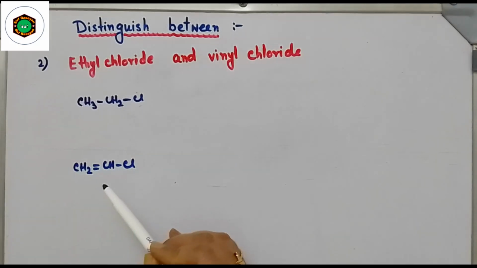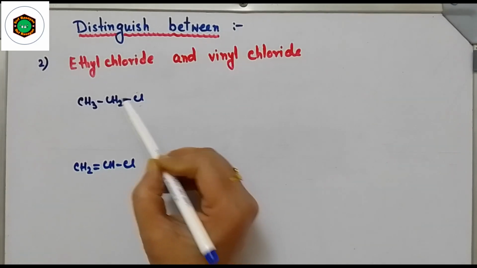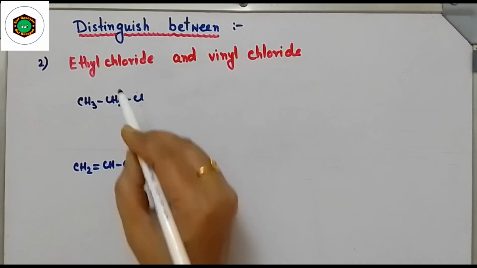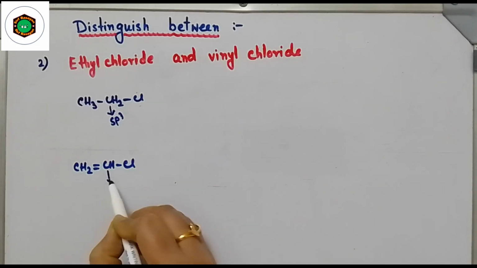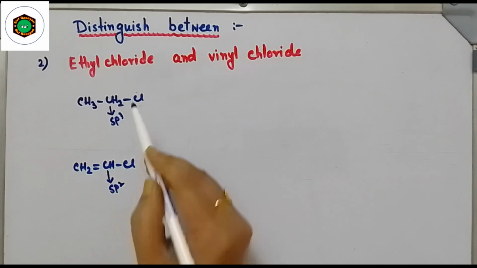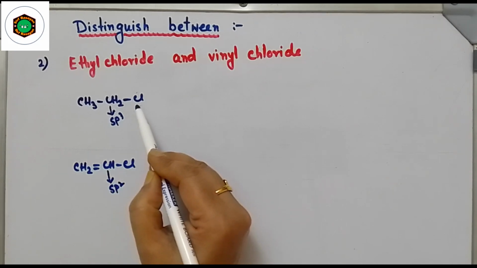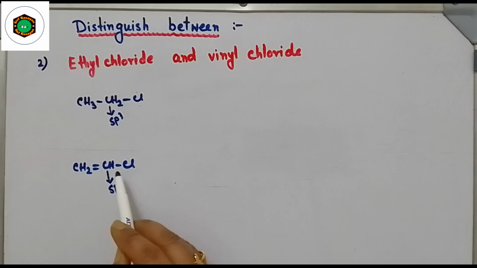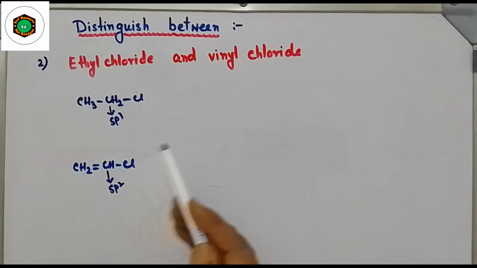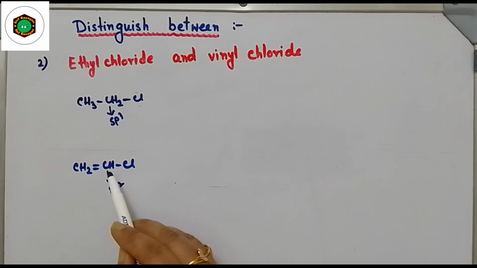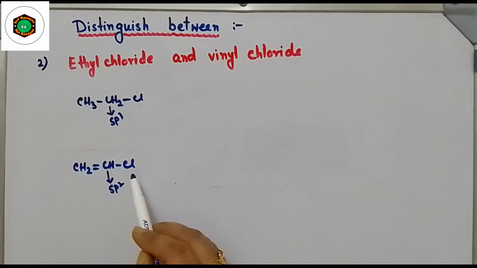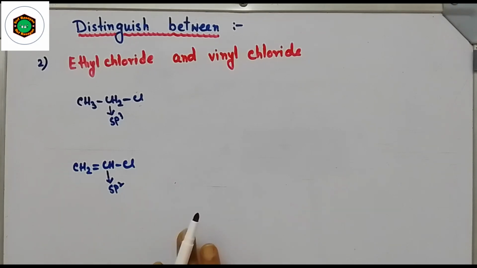Next is between ethyl chloride and vinyl chloride. This is ethyl chloride, this is vinyl chloride. Once again you see the carbon where Cl is attached is here sp3 hybridized, and this carbon is sp2 hybridized. So here nucleophilic substitution is possible. Here it is not possible because due to resonance, as I have shown for chlorobenzene, the C-Cl bond has partial double bond character. So it's not easy to break that bond. So here nucleophilic substitution is not possible.